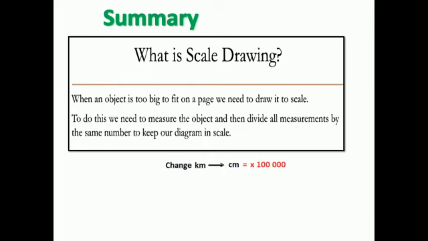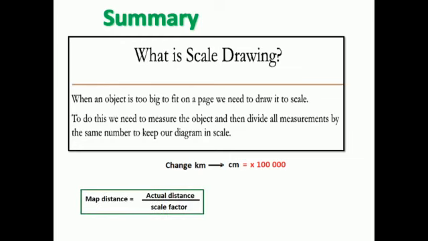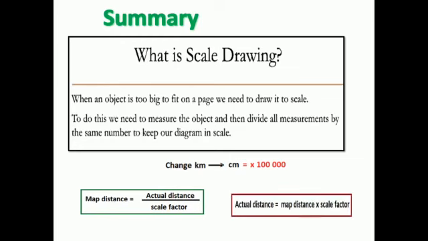And we are using some formulas. Changing the unit first of all: multiply by 100,000 when changing kilometer to centimeter. Then what is map distance? Actual distance divided by scale factor, and actual distance is equal to map distance multiplied by scale factor.